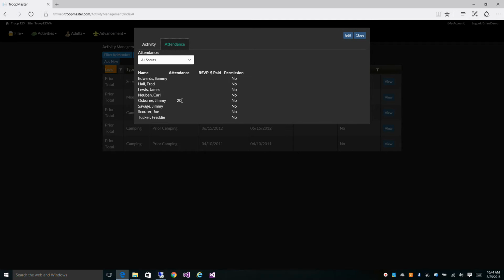These 20 nights will be used in some of the activity reports to show his total nights of camping. So it will include activities from his prior troop, those 20 nights, and also any activities he's attended or camping that he's attended in our current troop.